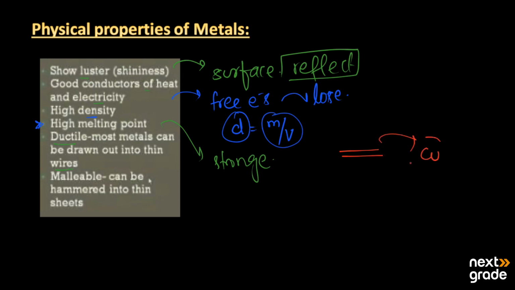Like the example of copper, we have copper wires used in the transfer of electricity from one place to another. They are highly malleable. Malleable means they can be hammered into thin sheets. So metals can be converted into thin sheets, and this property makes them highly malleable.